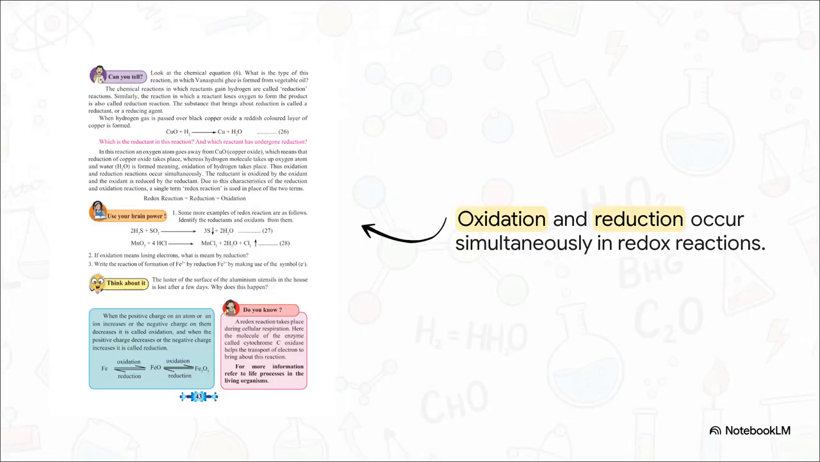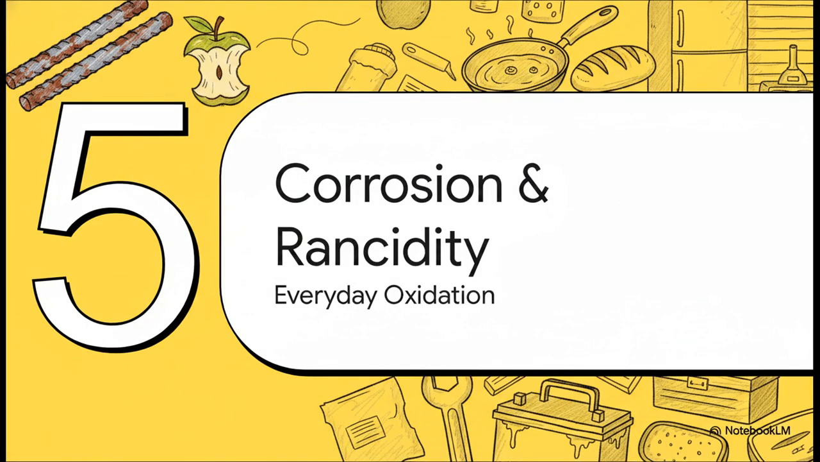Consider this classic reaction. When hydrogen gas is passed over black copper oxide, a reddish layer of copper is formed. So what's exactly happening here? Well, the copper oxide loses its oxygen to become just copper, and losing oxygen is reduction. At the exact same time, the hydrogen gas gains that oxygen to become water. Gaining oxygen is oxidation. When oxidation and reduction happen simultaneously in the exact same reaction, we just merge the words together and call it a redox reaction. Redox, reduction, oxidation. Finally, Section 5, Corrosion and Rancidity.